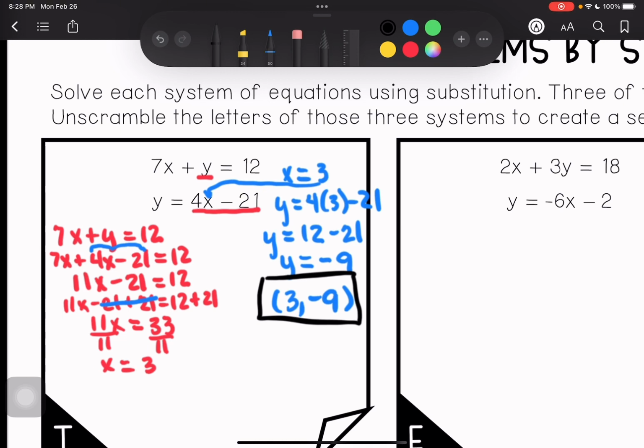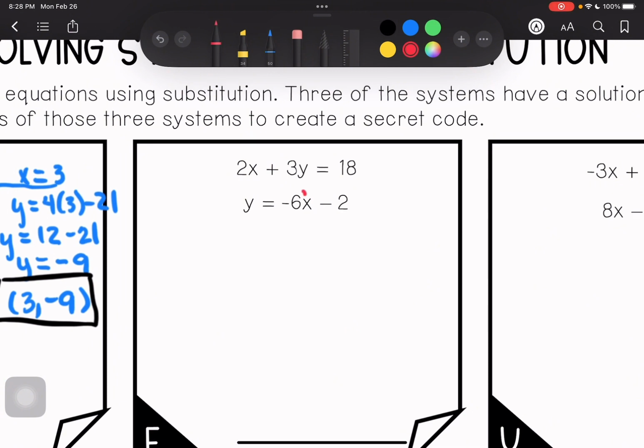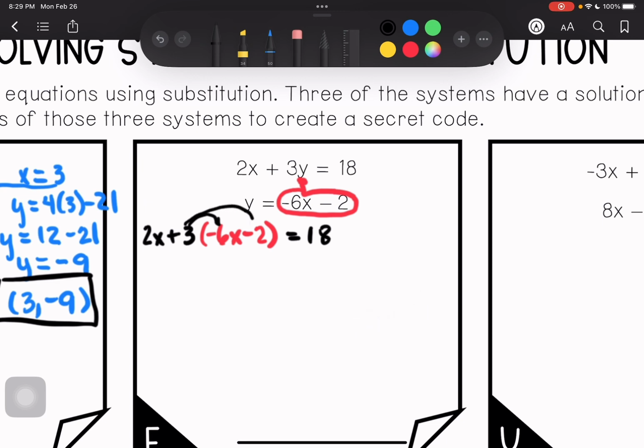Okay? Hope you have no questions about that first one. Let's take a look at the second one. So the second one, again, in place of y, we're going to replace it into this y. Because there's a 3 on the outside of the y, we have to use the distributive property. So using that first equation, we have 2x plus 3 times the quantity negative 6x minus 2 equals 18.